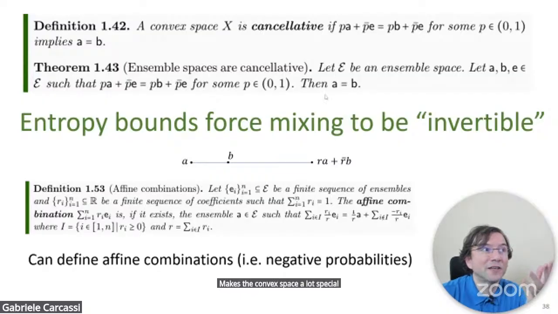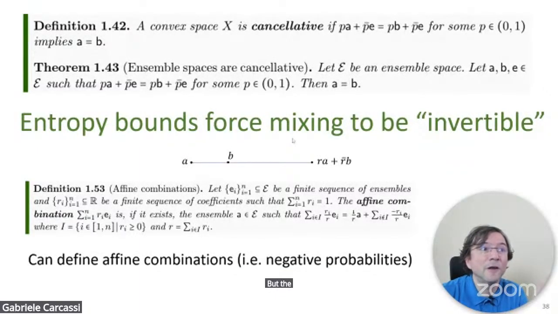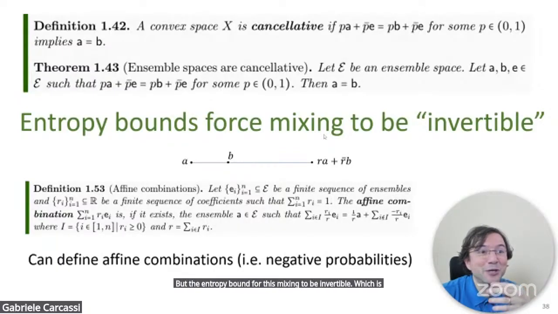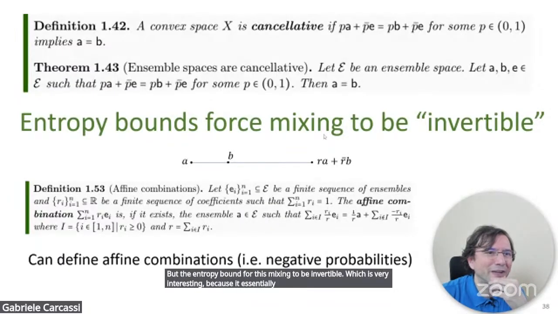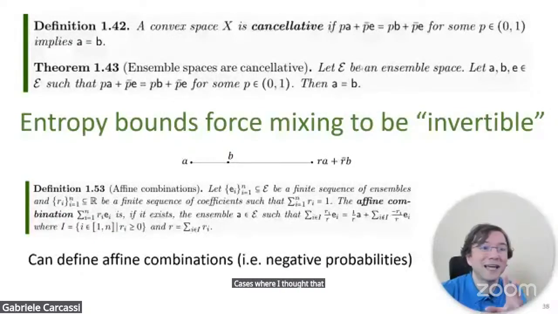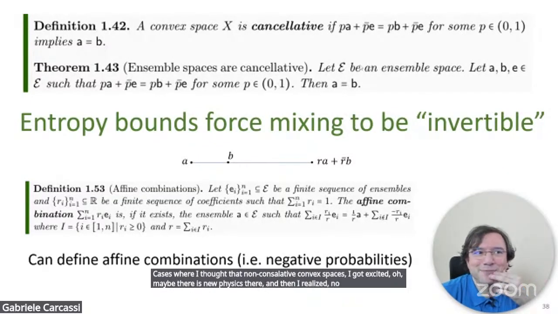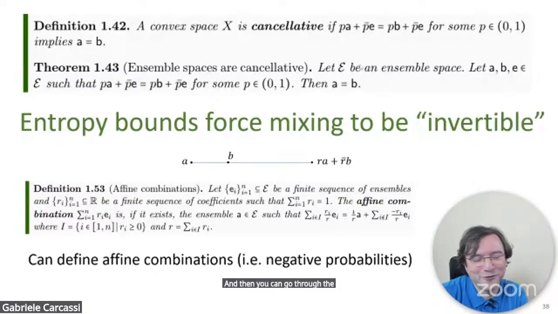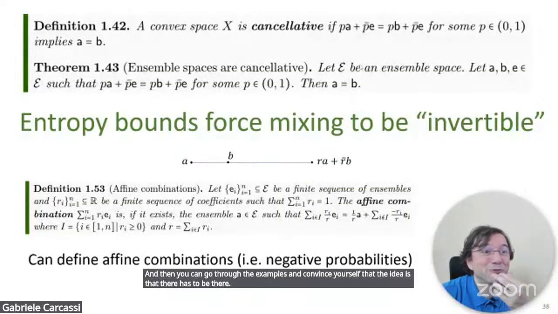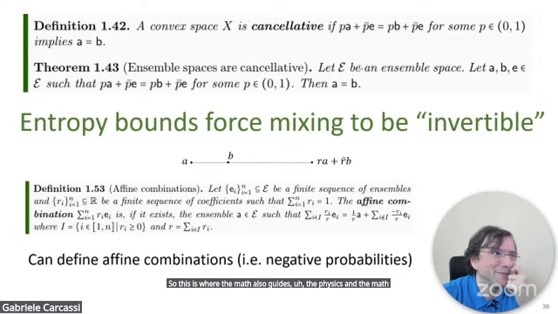So first of all, convex spaces do not in general have a unique inverse, only if they are cancellative. But the entropy bound forces this mixing to be invertible, which is very interesting because it essentially rules out a lot of cases. This is one of those cases where I thought that non-cancellative convex spaces, I got excited, oh, maybe there is new physics there. And then I realized, no, actually, there is no physics. And then you can go through the examples and convince yourself that yes, that has to be the truth. So this is where the math and the physics combined guide your intuition.